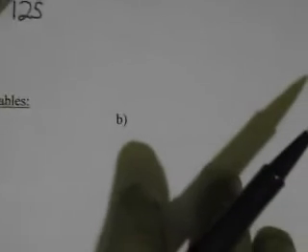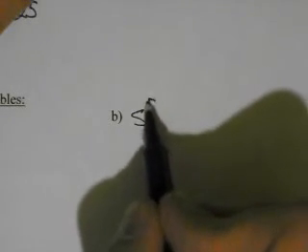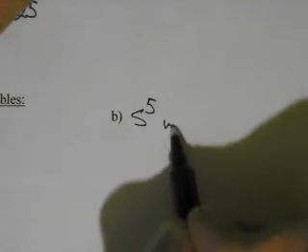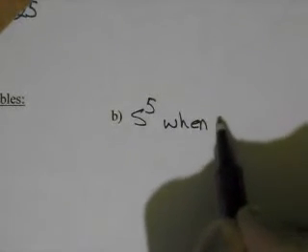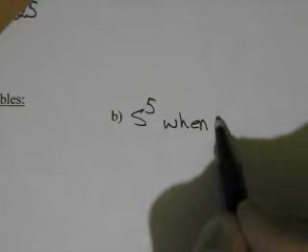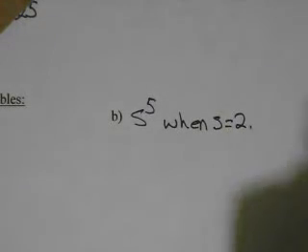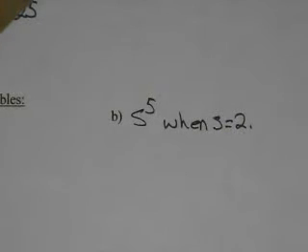Okay. How about another one? This one, again, why don't you try this, and then when you're ready to continue, hit play. So this is s to the 5th when s equals 2. So hit pause. When you're ready to continue, hit play.